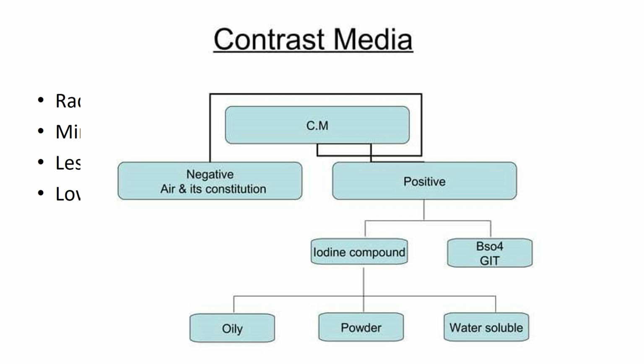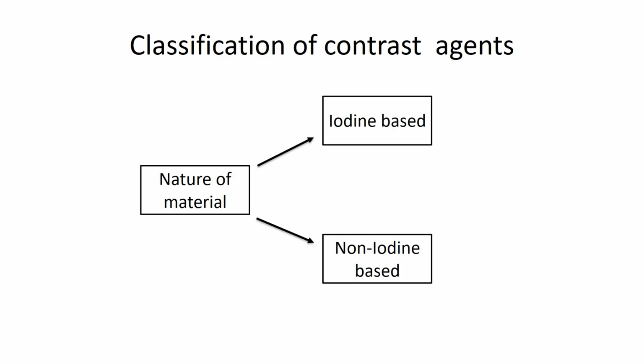If we have to look at the tabulation form, the contrast media is basically divided, as I said, into negative and positive. The positive part gets divided into the iodine-based compounds or the barium sulfate, which is used in the GI tract, and the iodine compounds are further divided into oil-based, powder form or water soluble.